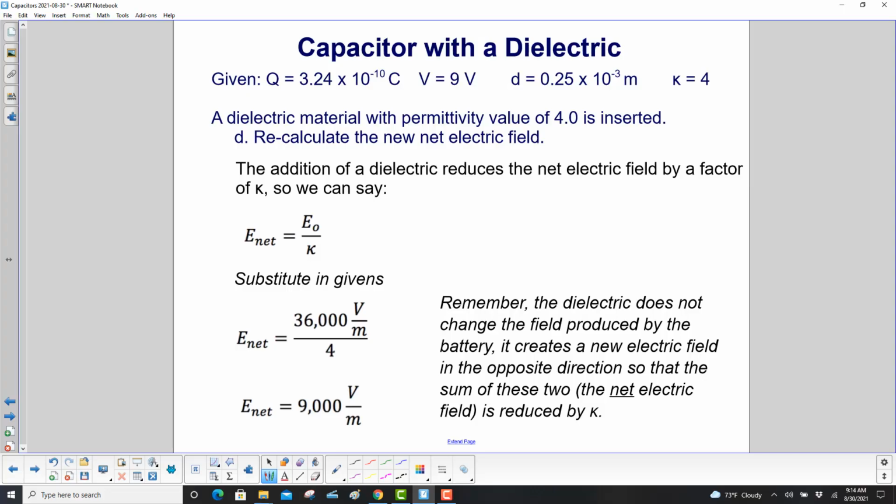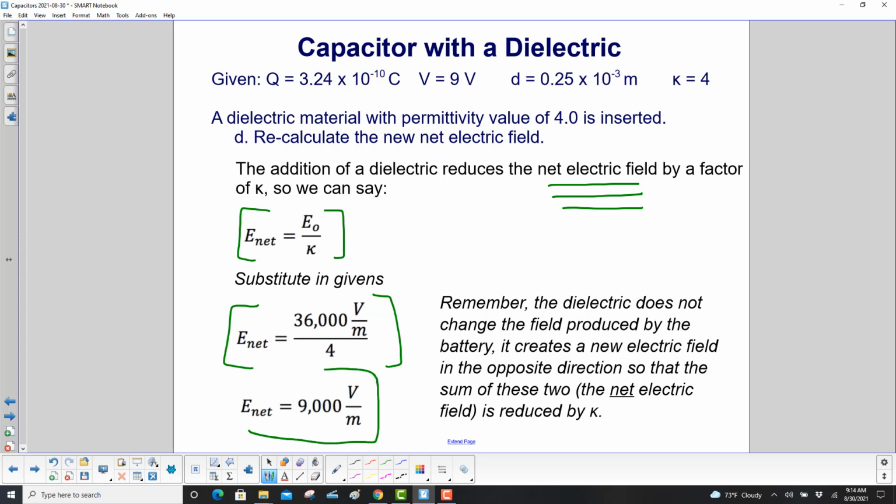We've now added a dielectric, and what the dielectric does, it reduces the net, the total electric field, by a factor of kappa. So E net is going to be E0 over kappa. We have our electric field calculated from the previous slide, 36,000 volts per meter. Divide that by 4 and get 9,000 volts per meter.